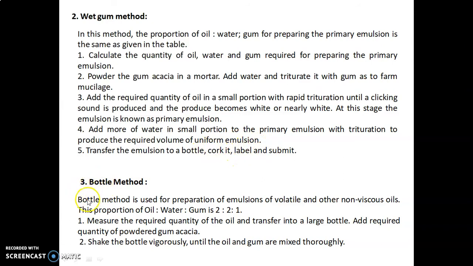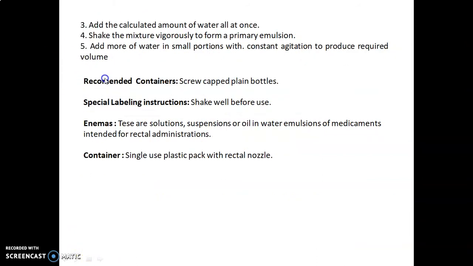Then third one, bottle method. Bottle method is used for the preparation of emulsions of volatile and other non-viscous oils. The proportion of oil to water to gum is 2:2:1. First one, measure the required quantity of the oil and transfer it into a large bottle. Add required quantity of powdered gum acacia. Then second one, shake the bottle vigorously until the oil and gum are mixed thoroughly.